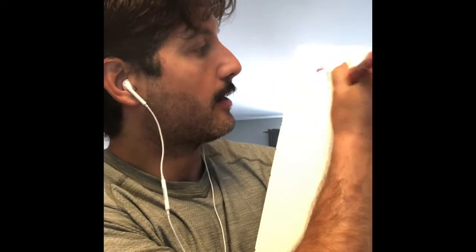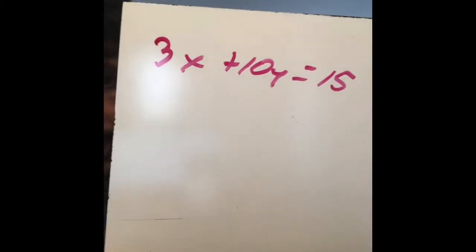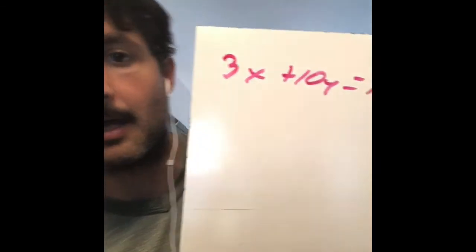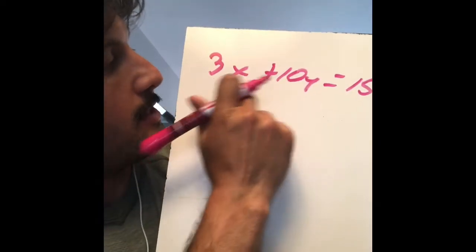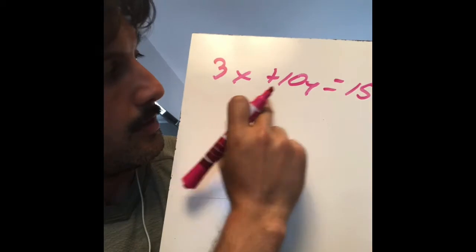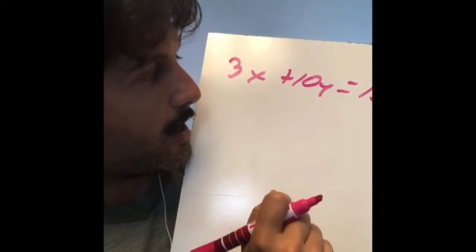So it starts out as 3x plus 10y equals 15. They want you to solve for y in terms of x. Solve for blank, that means isolate it. So get y all by itself. So that's what we're going to do. We're going to get y all by itself. So there's an addition of 3x, and there's the 10y.